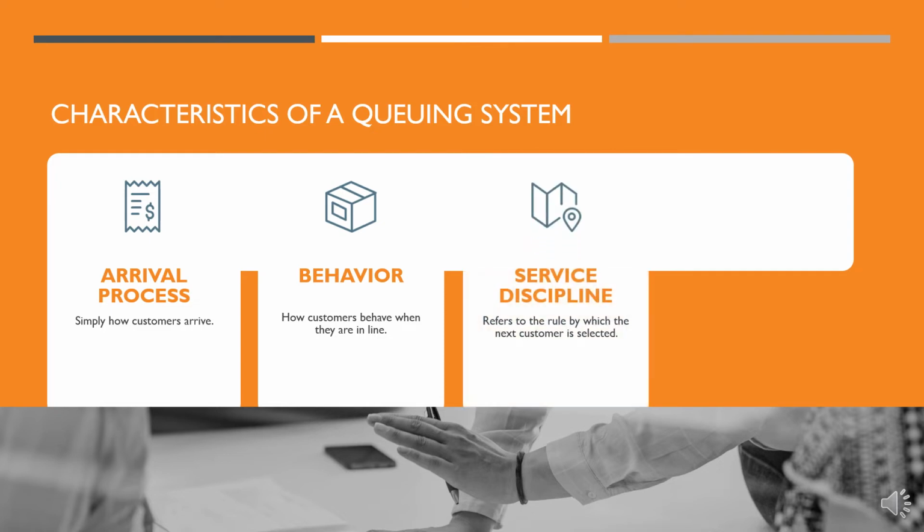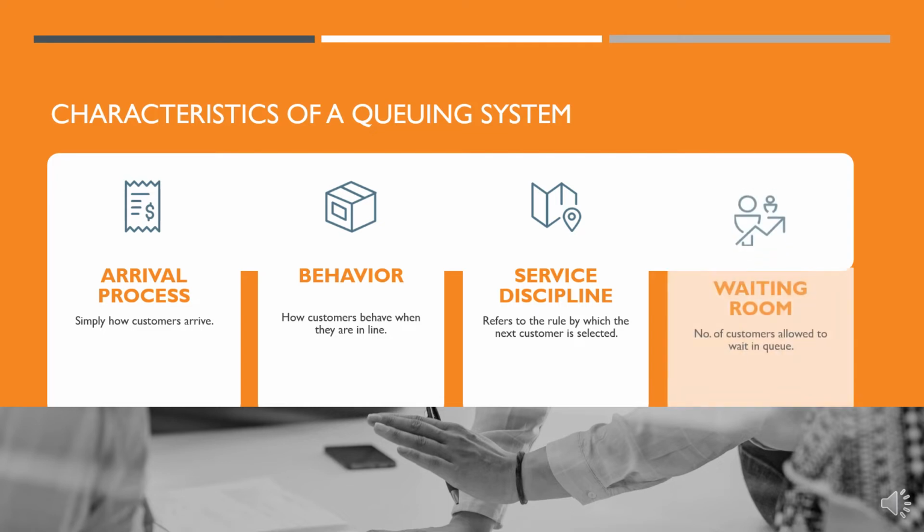Next is service discipline. It refers to the rule by which the next customer is selected. This includes the length of time a customer is serviced, the number of servers available to help the customers, whether customers are served one by one or in batches, and the order in which customers are serviced. And the next characteristic is waiting room. The number of customers allowed to wait in the queue may be limited based on the space available.